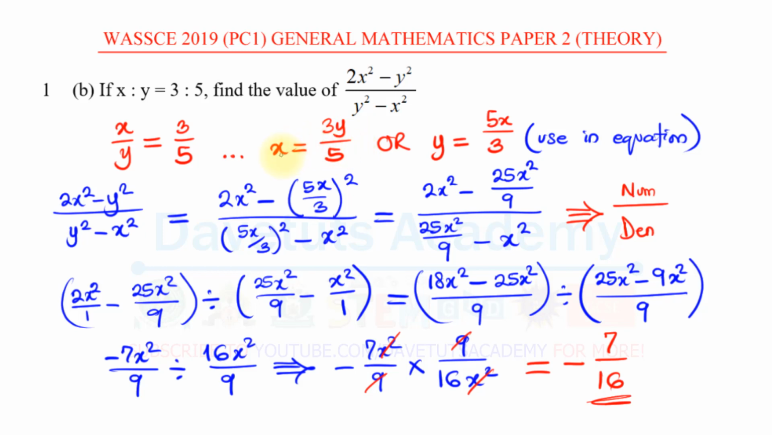Alternatively, you could have said x is equal to 3y over 5, and you will see that you arrive at the same answer. So this is the solution to this particular question. Try out the substitution of x is equal to 3y over 5 and confirm that we'll get the same answer.